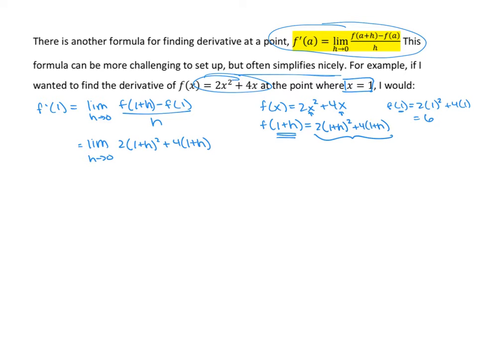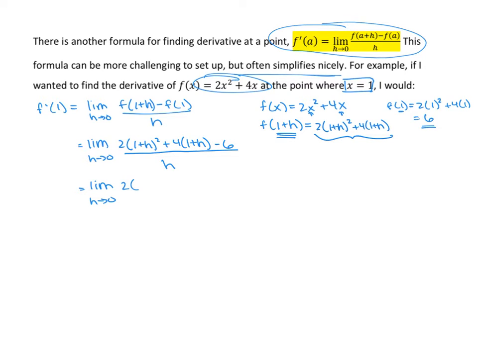I have minus f of 1. So minus f of 1 is minus 6. We found that over here. This whole thing is divided by h. So we have another limit statement. And the hardest part on these is setting them up. Once we set them up, now this is a limit that we can solve by expanding the parentheses, by multiplying it out. Just make sure when you do this, so I'm taking the limit as h goes to 0.